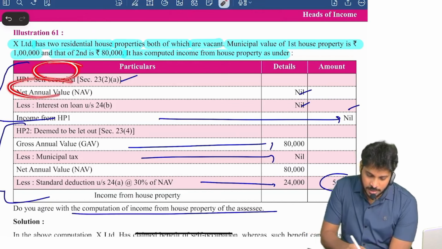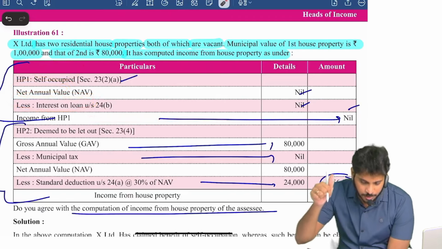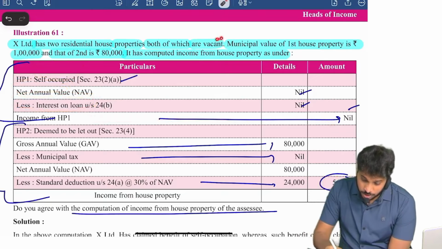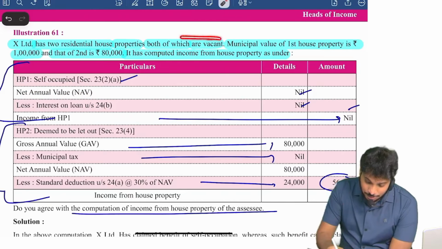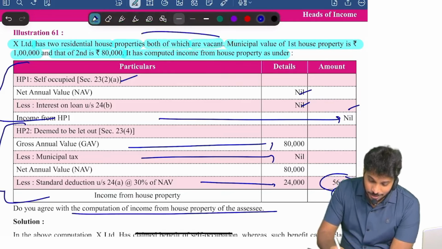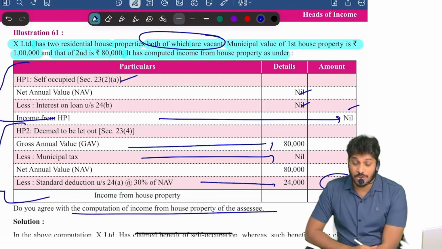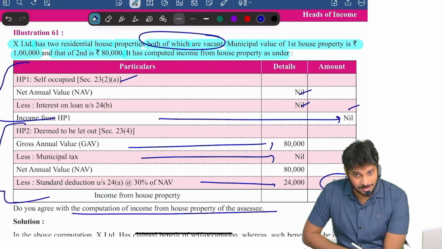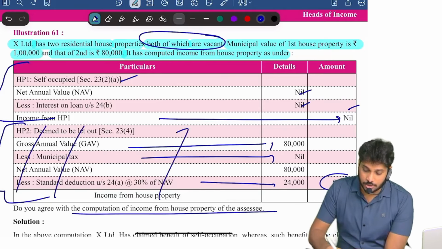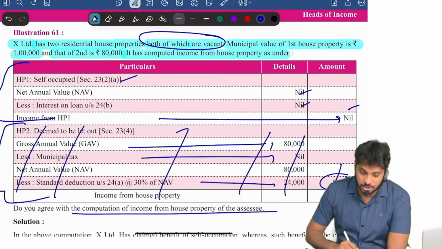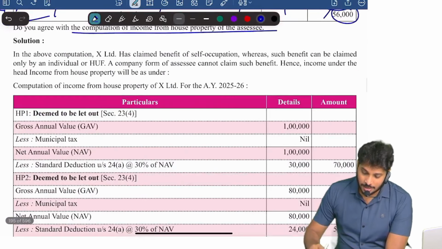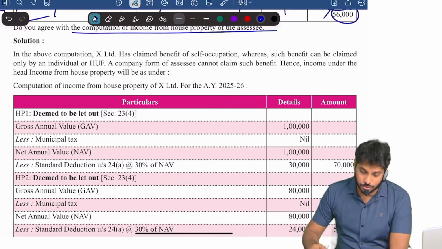Yeah, for an SOP, NAV minus interest is equal to income from house property. Correct. Both of which are vacant. Both are unoccupied during the year. For any 2 properties, even though they are unoccupied or self-occupied, I can claim NAV is equal to 0. For house property 2, you should not compute; you should do NAV is equal to 0. In both the cases, NAV is equal to 0 you should do.